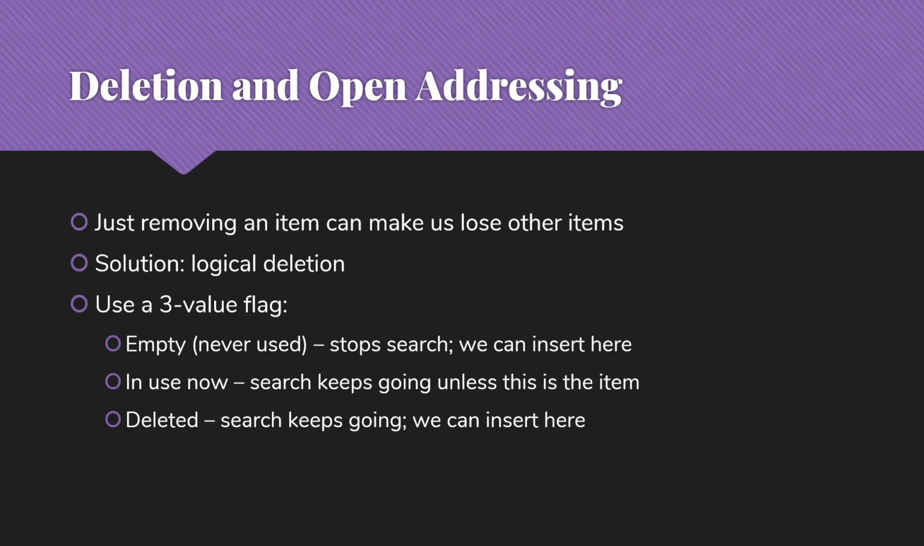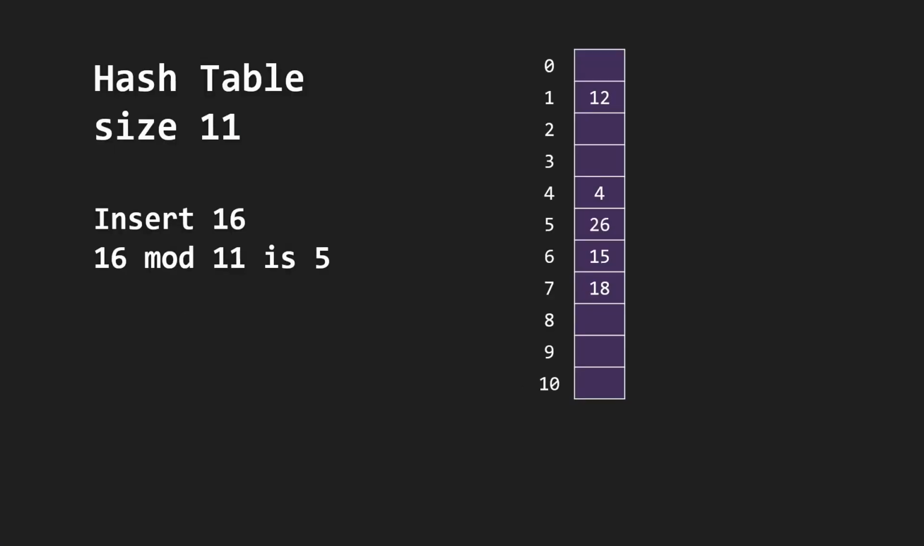There's one other thing I'd like to make sure I point out about linear probing in particular. Suppose we want to insert the 16. So 16 mod 11 is 5. So we would start by looking at the 5 spot. Now, if we had actually deleted the 26, this would be open, but let's say we didn't. So we go and look at the 5, the 6, the 7. We can't actually insert until we get to index 8.